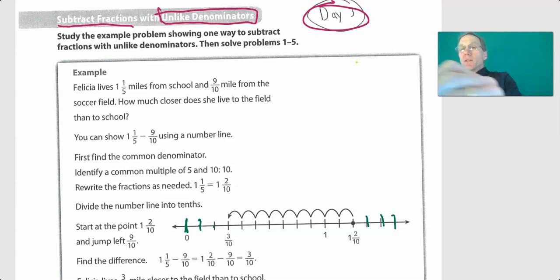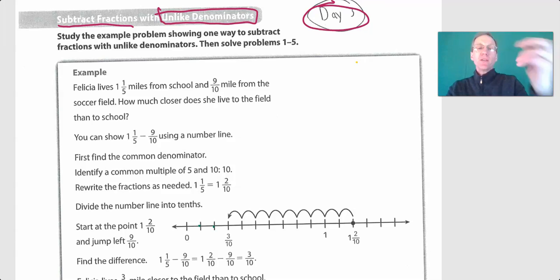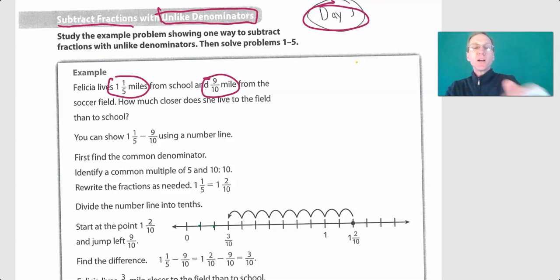Okay, so let's take a look at this one here. They're going to want you to look at it on a number line, and so we'll go briefly through this first example. Take a quick look at it. So Felicia lives 1 1/5 miles from school and 9/10 of a mile from the soccer field. The question is, how much closer does she live to the field than to the school? How much closer? So 1 1/5 miles from school, 9/10 from the soccer. So how much closer? We're going to compare.